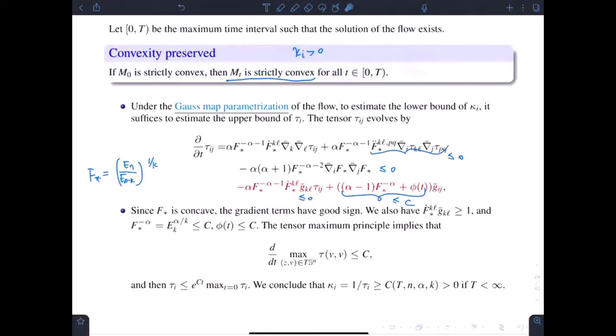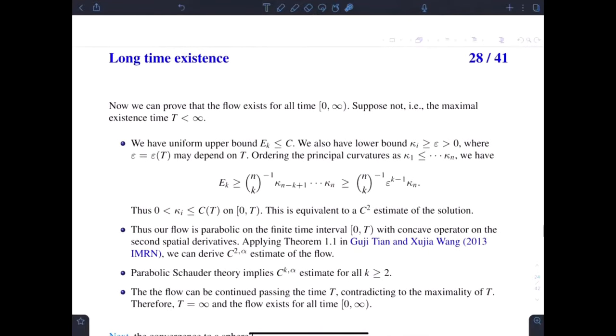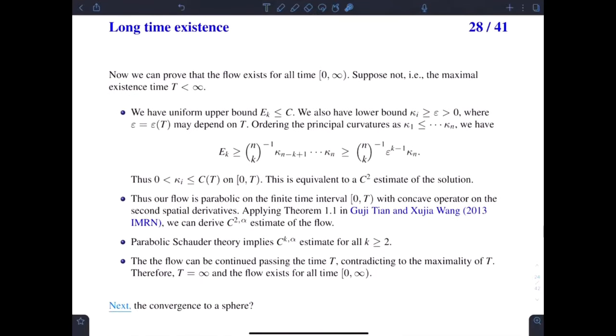Okay, now we already have the upper bound on the EK and the time dependent lower bound on the principal curvature. We can apply the standard argument to show the long time existence. Suppose the maximum existence time t is finite. We first have the uniform upper bound on EK, and also the lower bound on the principal curvature kappa i. Here the lower bound may depend on the time t.